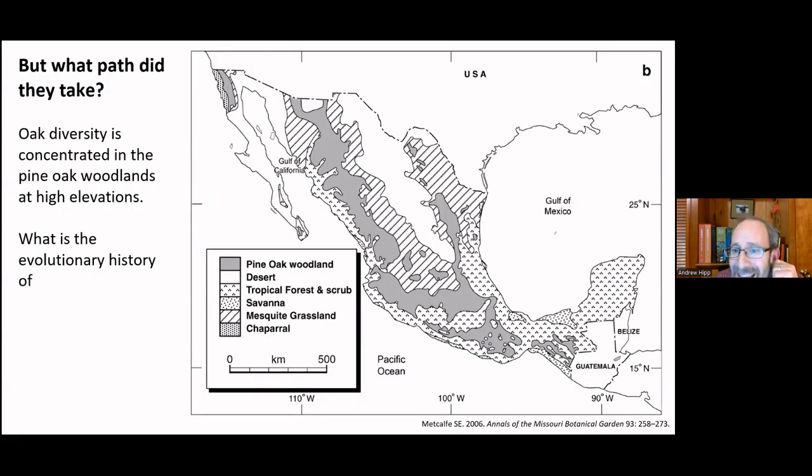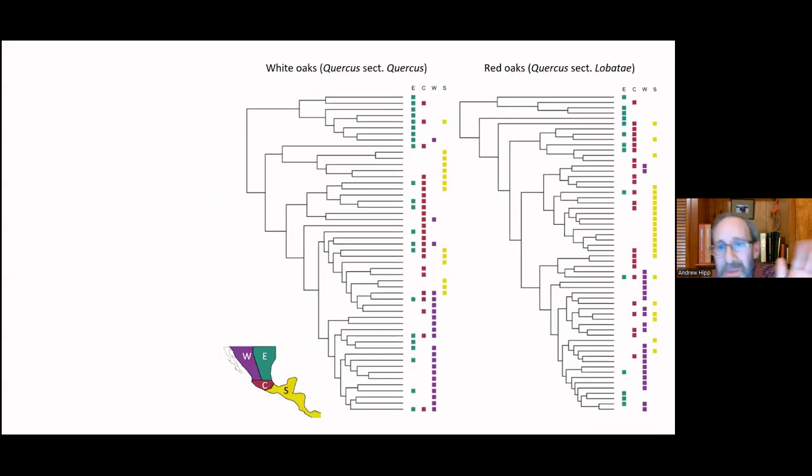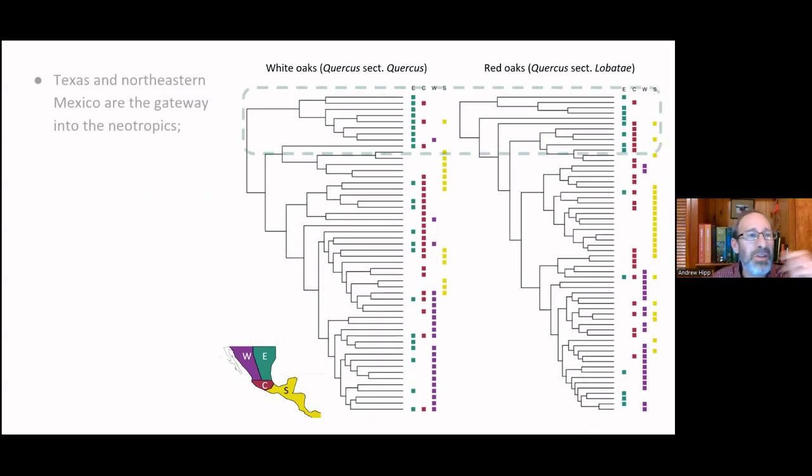And what path did they take? When you look in Mexico, this gray area on the map, this is the pine oak woodland. If you have a chance to get into this area, you'll be struck at how you move from the tropics up in the mountains. You feel like you're moving into the temperate zone when you get into these mountains. So we asked the question of how oaks moved through Mexico, and this is a paper that's just being written up right now, so I'm not going to show detailed analysis, but just sort of a cartoon of the story.